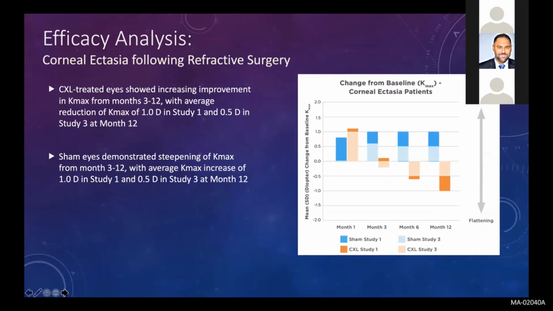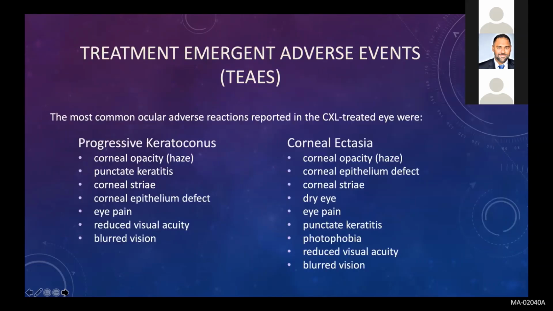The placebo-controlled eyes that were measured during the exact same time frame showed an average Kmax increase of 1.0 diopters in one study and 0.5 diopters in another study at month 12. So again, we're seeing the effects pretty well in both keratoconus and corneal ectasias after LASIK.